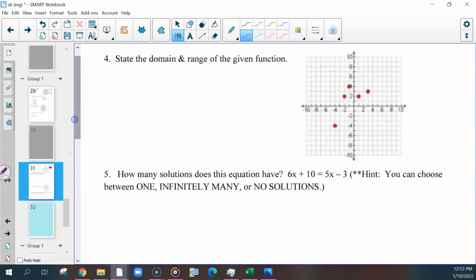For number 4, you needed to state the domain and range of this graph. Because they are a bunch of different ordered pairs, these are going to be lists of numbers. For the domain, it's going to be furthest point to the left to the furthest point to the right. For the range, it's going to be the lowest to the highest. So for your domain, the furthest point to the left would be -4, and then -2, -1, 1, and then 3.